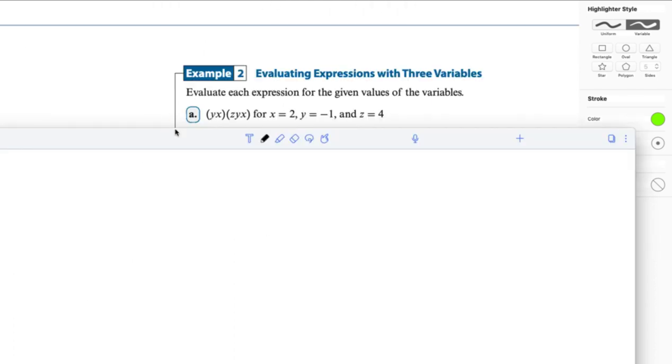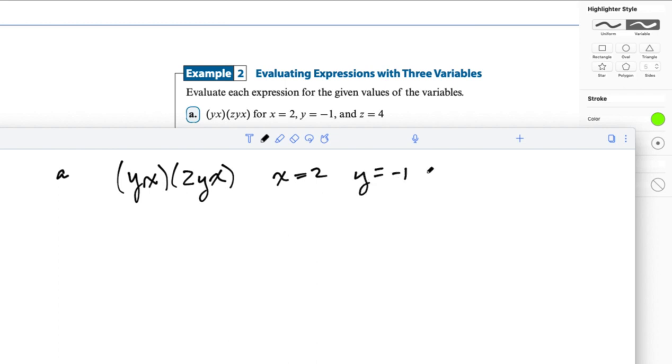So in example 2, we're now evaluating an expression with 3 variables. And so we have in part A here, yx, and then zyx, and we're multiplying all this stuff together. We see that x is equal to 2, y is equal to negative 1, and z is equal to 4. So let's plug it in. Let's see what we got. Negative 1 times 2, just replacing those guys. And then I'm going to get z, which is 4 times negative 1 times 2.